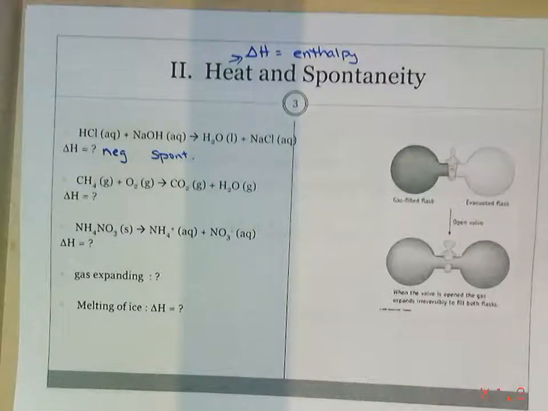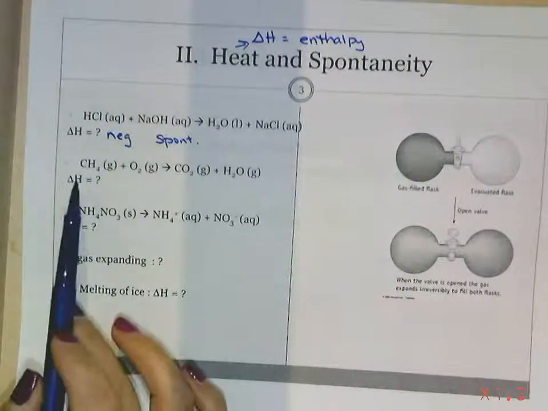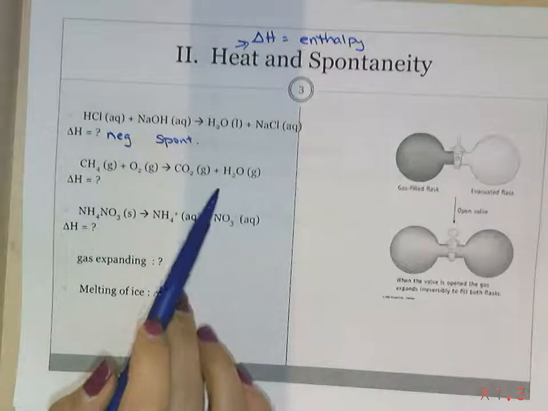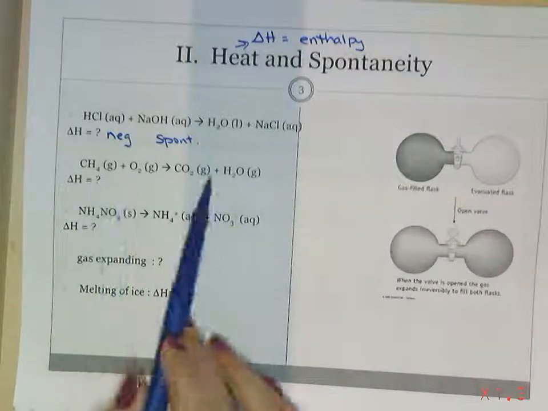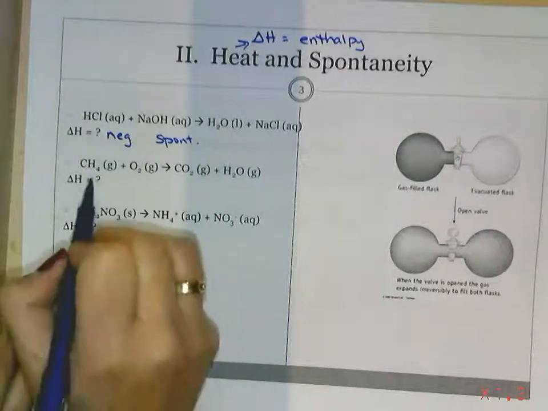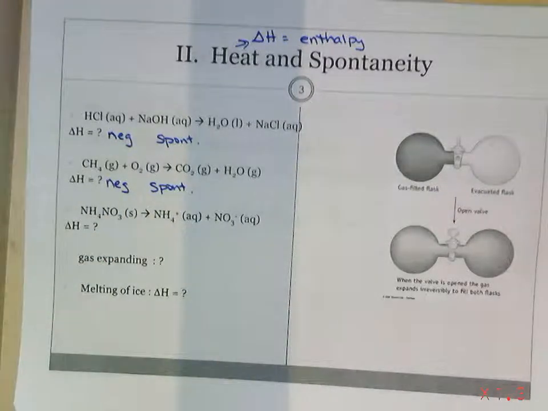All right, so negative, spontaneous. What if I got my methane and my oxygen making carbon dioxide and water? What do we usually call that reaction when I make carbon dioxide and water? Right, combustion. We've got a combustion reaction going on here. What do we know about the heat released for a combustion reaction? Hopefully, based on what you know about fire, fire is hot, which means the delta H is negative, which means this should also be spontaneous.